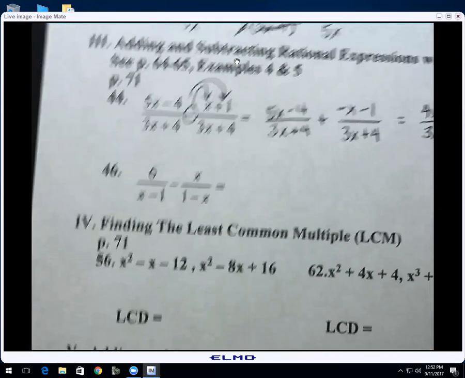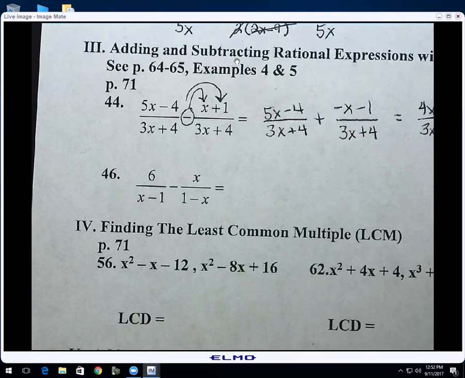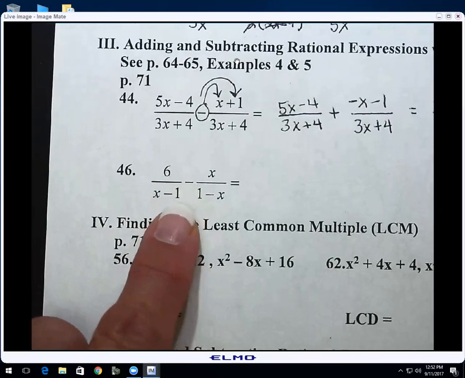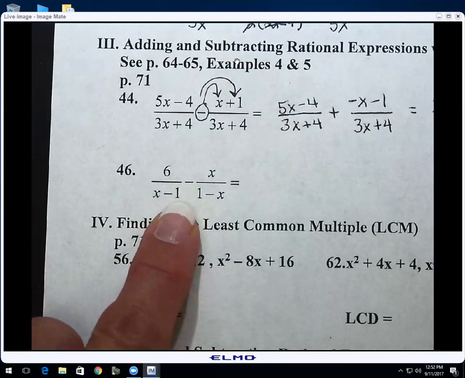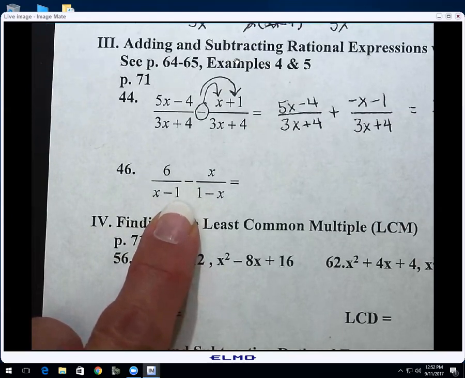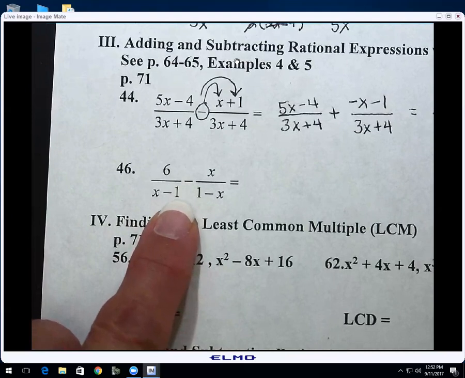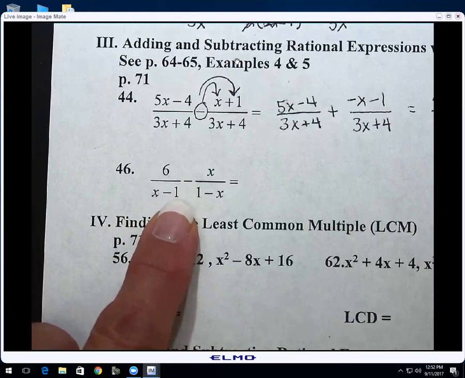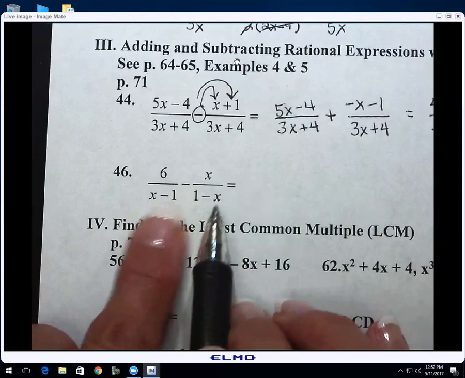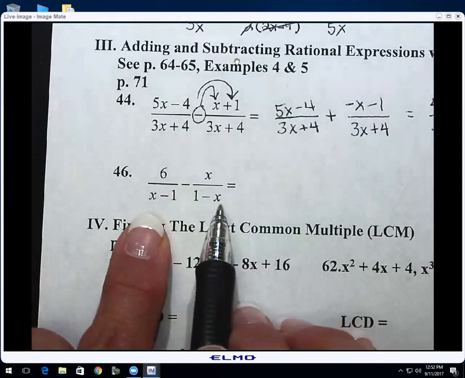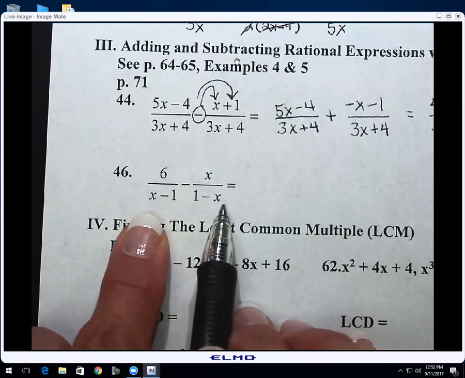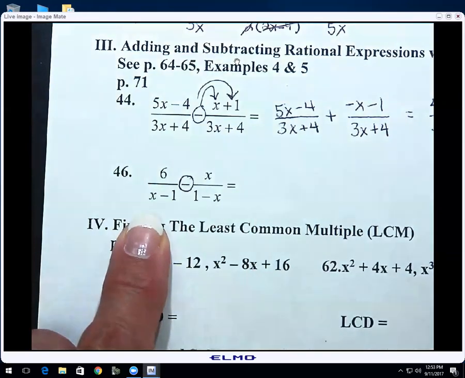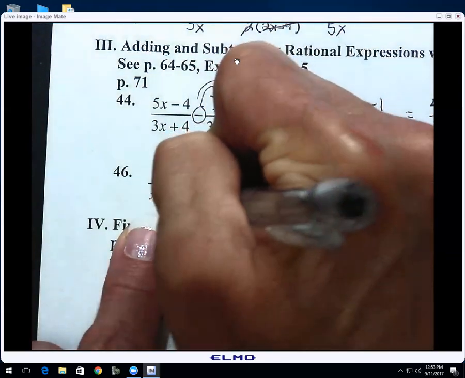How does that help us subtract in number 46? Are those denominators the same? Is x minus 1 the same as 1 minus x? No. Is there a way you could make them the same? Negative 1. You could factor a negative 1 out of one of them, or you could just choose to distribute that negative rather than putting it in the numerator. You could just distribute it through the denominator.